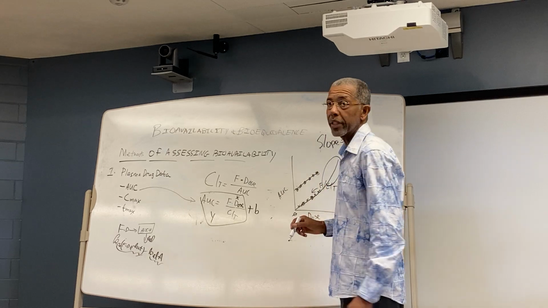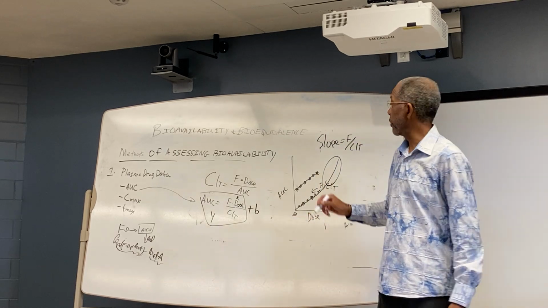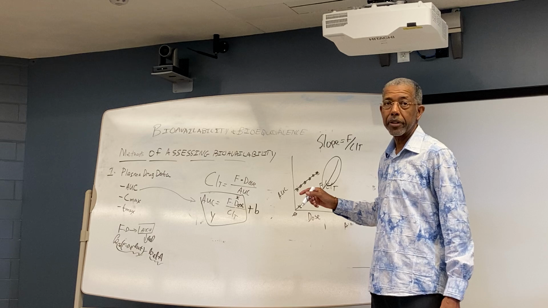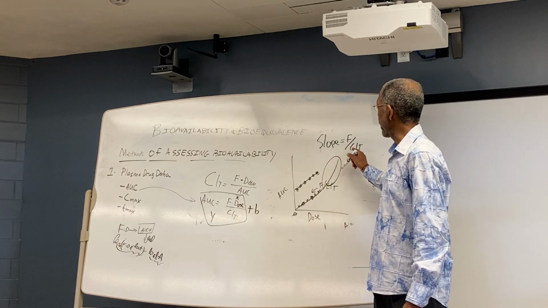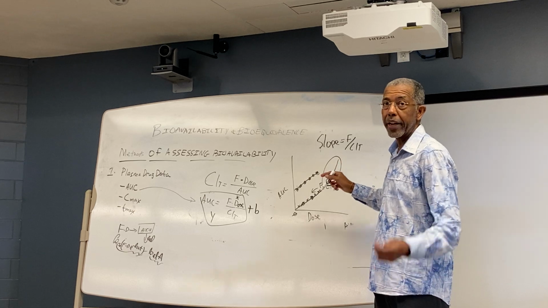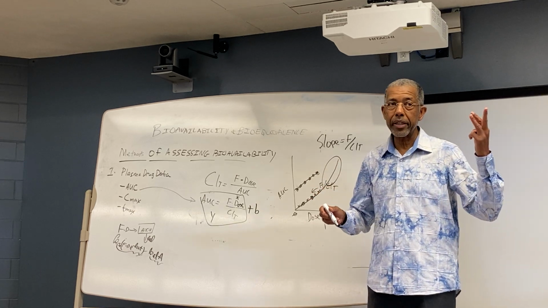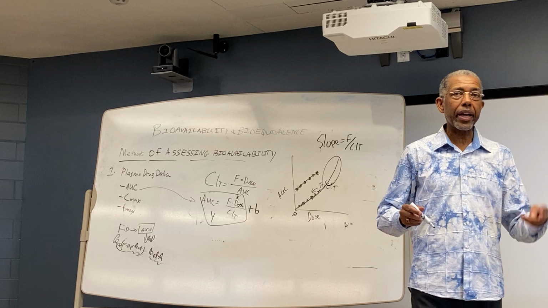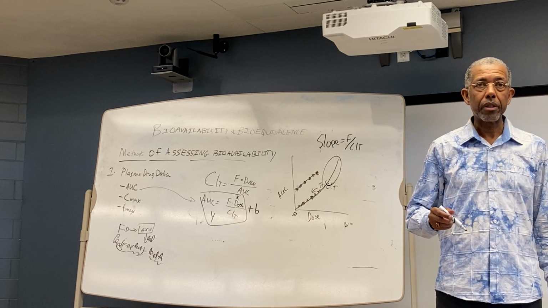You got to know 2 of those to calculate the third one. Slope you can get by calculating the slope of the line. You need to know F in order to calculate clearance, or you need to know clearance in order to calculate F. If you got an equation with 3 things in it, you got to know 2 of them in order to calculate the third.